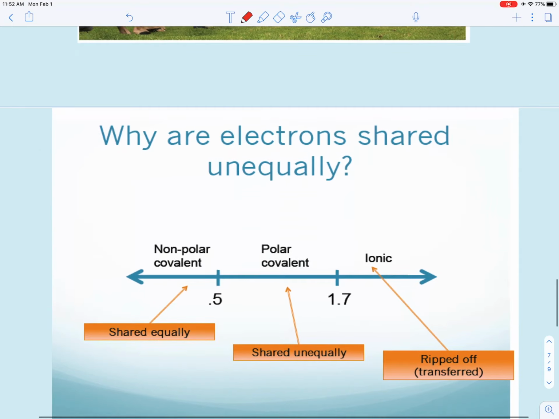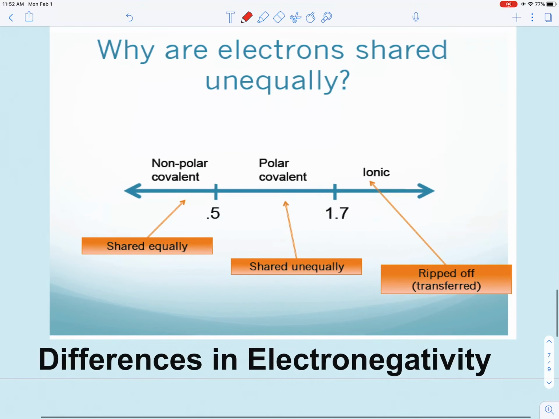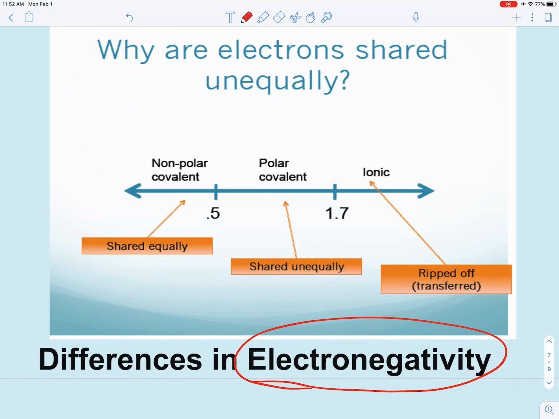And so why are electrons shared unequally? Well, as we just mentioned, it depends on differences in electronegativity. Right? If there's a really strong electronegativity and a large difference, the electrons just get ripped off and they're transferred, and that's ionic. And then if they're not completely ripped off, then they're going to be shared. And if the differences in electronegativity are really small, then they're shared equally. If they're kind of in the middle, then the electrons are shared unequally, which is polar.